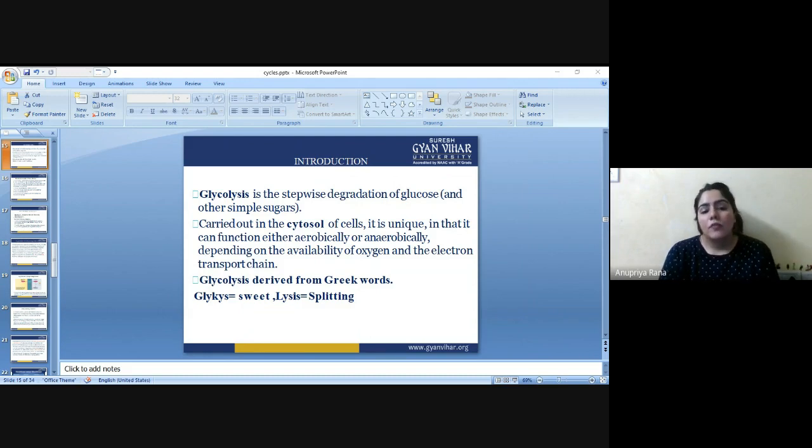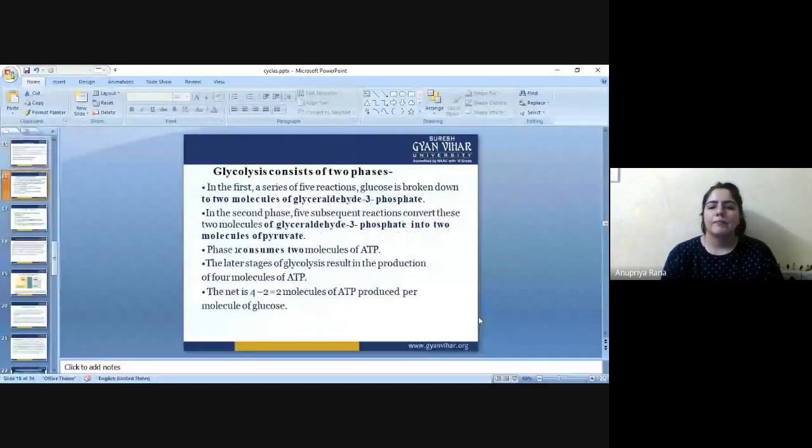Now, if we talk about the origin of the word glycolysis, where it comes from: glyco means sweet, and it's a Greek word, and lysis means splitting. So basically, a sweet thing which we are going to split here. Next, we will see how we can split it, in two phases, basically.